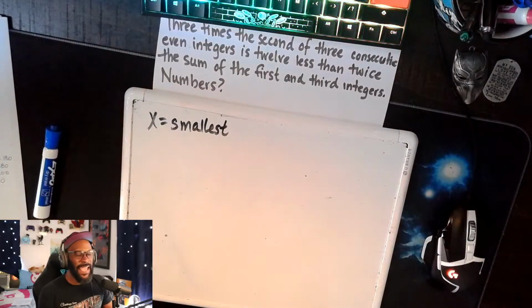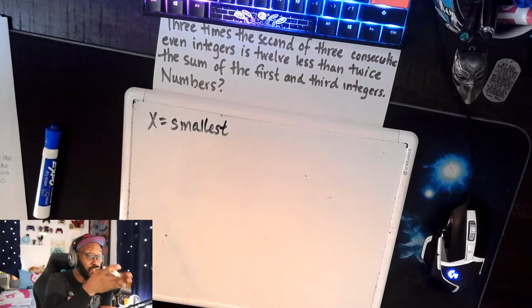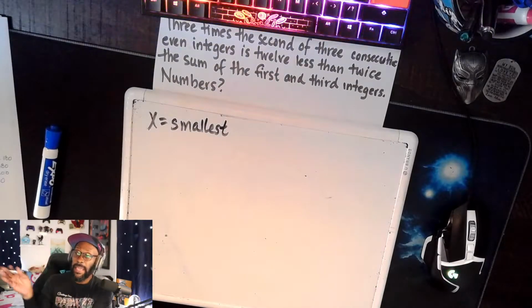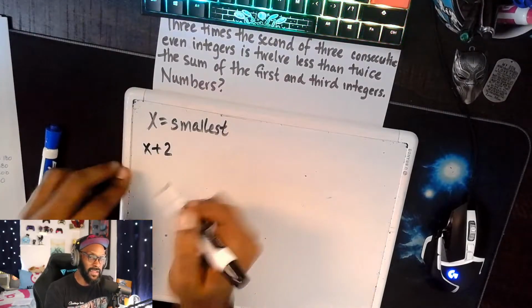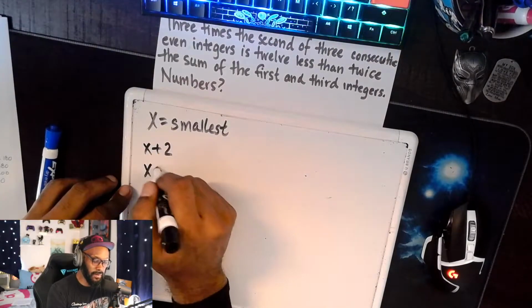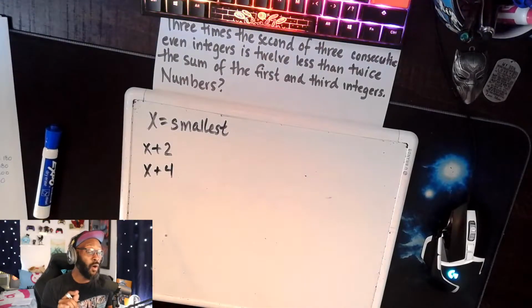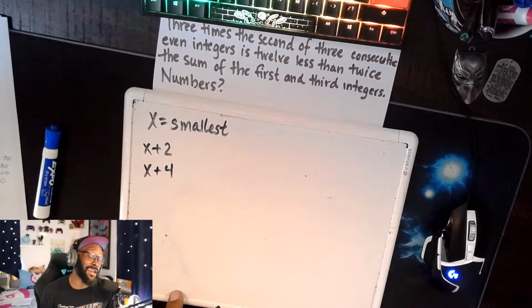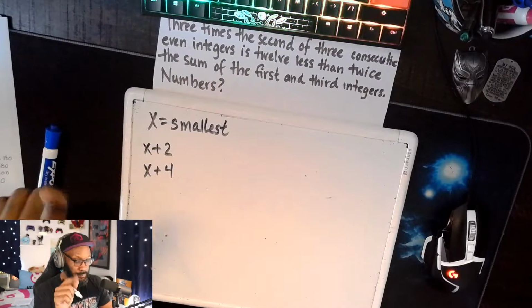And just like with odd numbers, same thing happens with even. 2, 4, 6, 8. To get from 2 to 4, you got to add 2. And to get to that 6, you got to add 4. Now, be careful because I might give you a problem that says consecutive integers versus consecutive odd or even integers. It's a different setup when it's just consecutive integers.